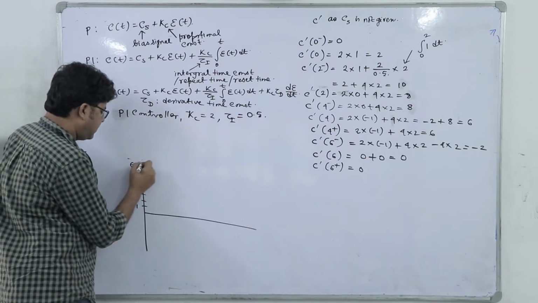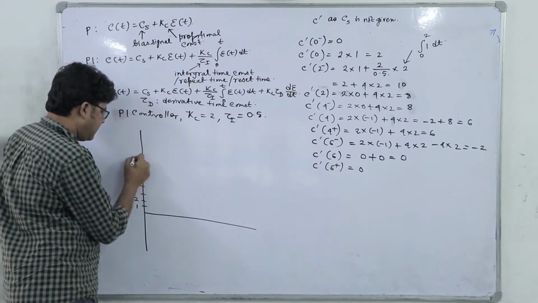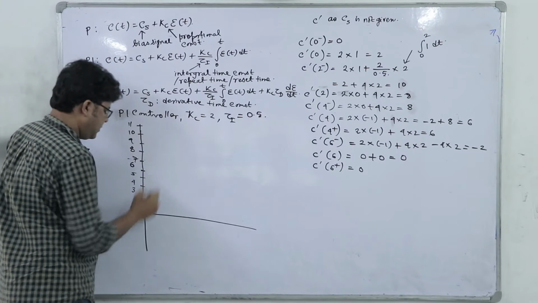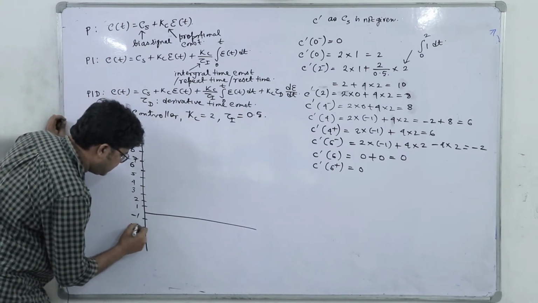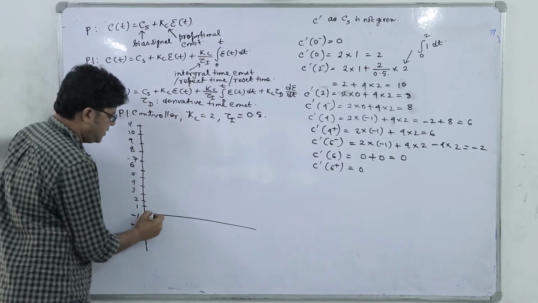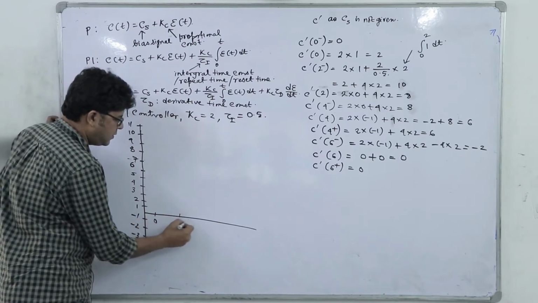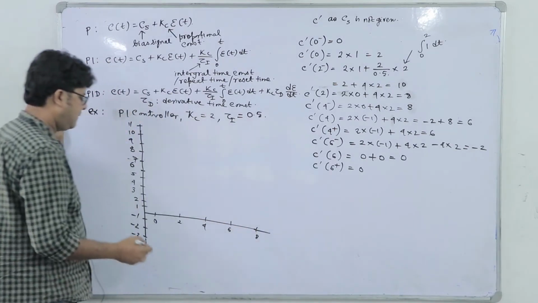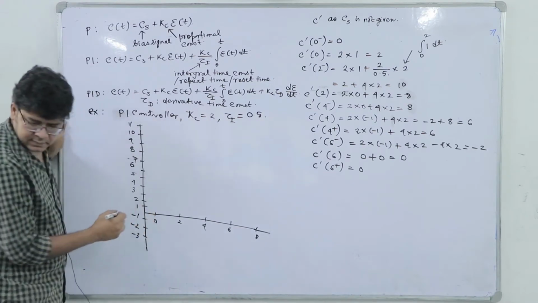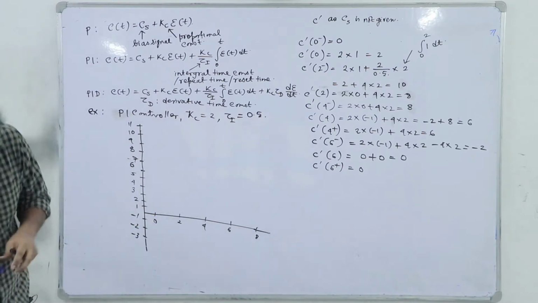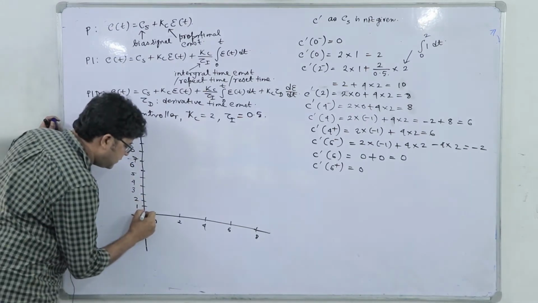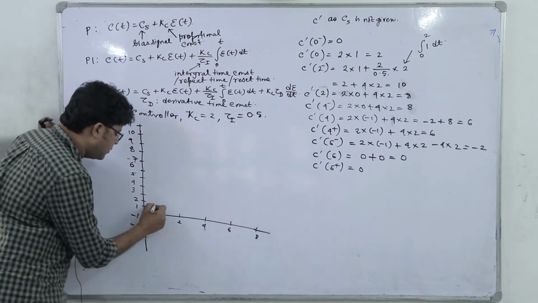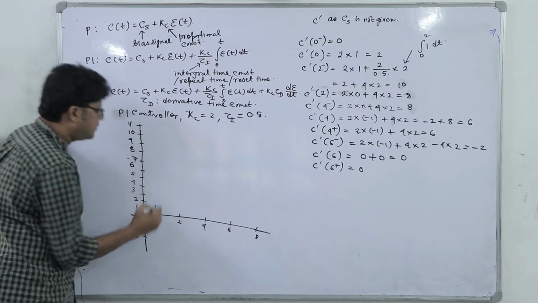Five, 6, 7, 8, 9, 10, right, 11. So, on this side minus 1, minus 2, minus 3. Let us say here it is 0, then 2, 4, 6, 8. Now, initially it is 0. Okay, let me use this color. Initially it is 0, it will be like this. Next, at t equal to 0, it grows to 2, so it will be like this.